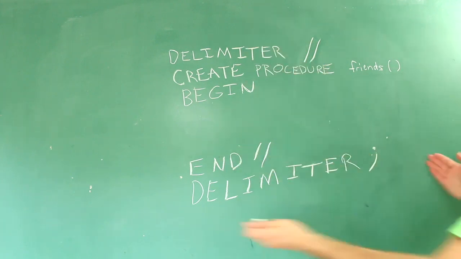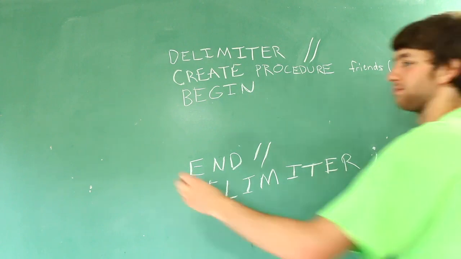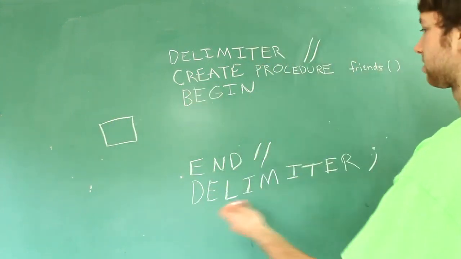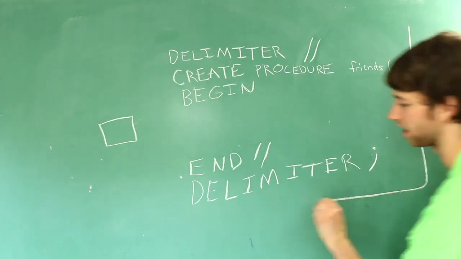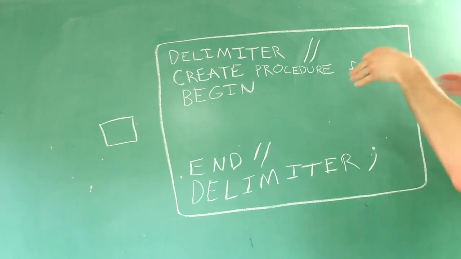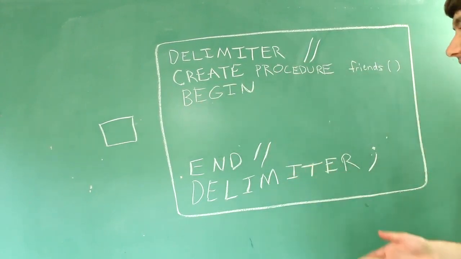Perfect. You just made a sweet procedure that does absolutely nothing. But this is the shell of what your procedure is going to be. Earlier when I drew that box that represented a procedure, that was this. So think of this as a giant box. And now we are exploring the innards of this box object thing.